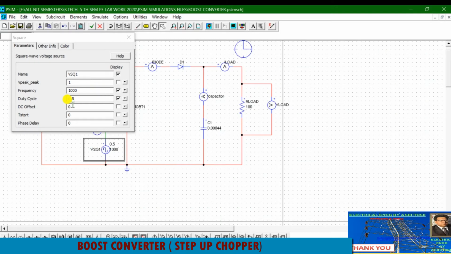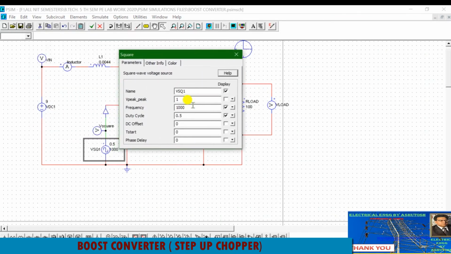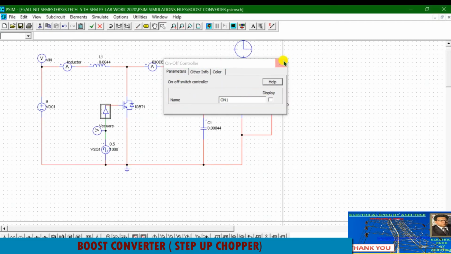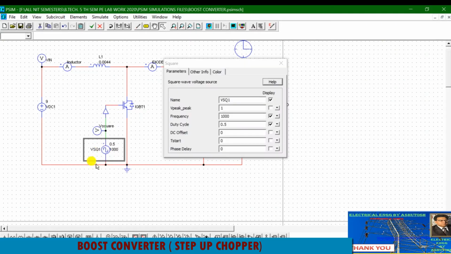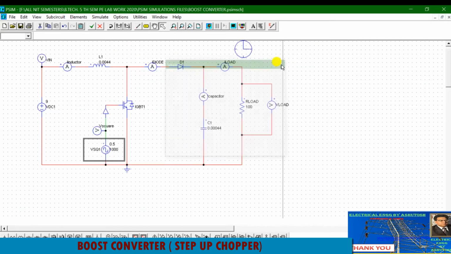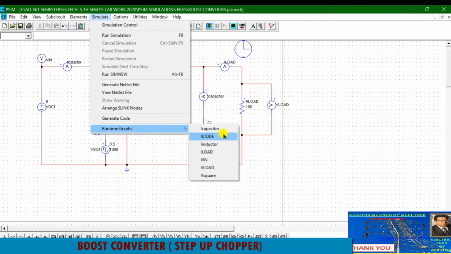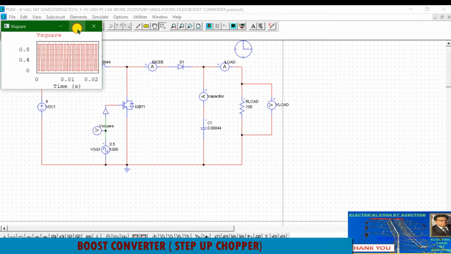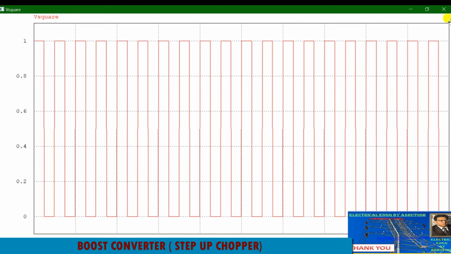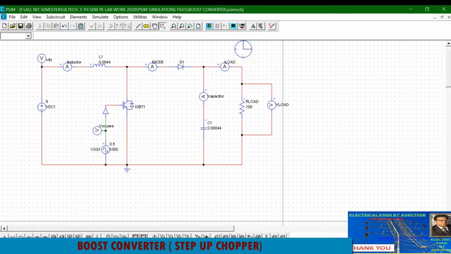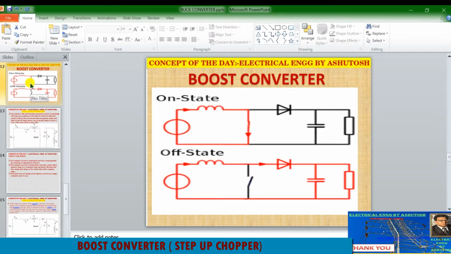and the duty cycle I have kept here is 0.5. As you can see here, the duty cycle is 0.5. And this is the on-off controller. This is the square wave generator, whose frequency is 1000 Hz and duty cycle is 0.5. So what is the output we are getting from this square wave generator? You can see from the runtime graph, square wave, the output waveform of the square wave. Now see the PowerPoint presentation again.